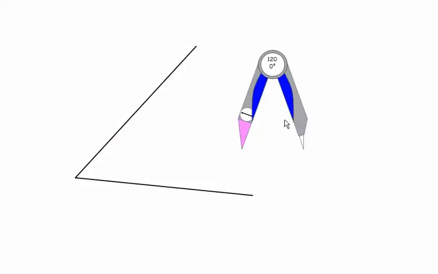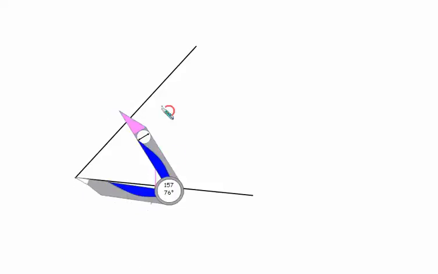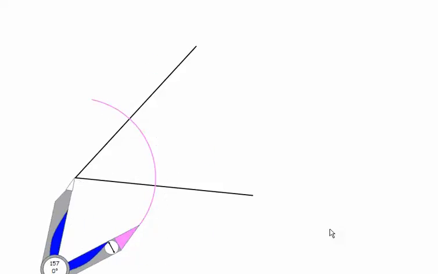To do that, we take our compass, and we put the point of the compass at the vertex of the angle. Then we make an arc that crosses both sides of our angle, just like this. The arc crosses both sides of the angle. We're going to focus in on those 2 points where the arc crosses the angle.